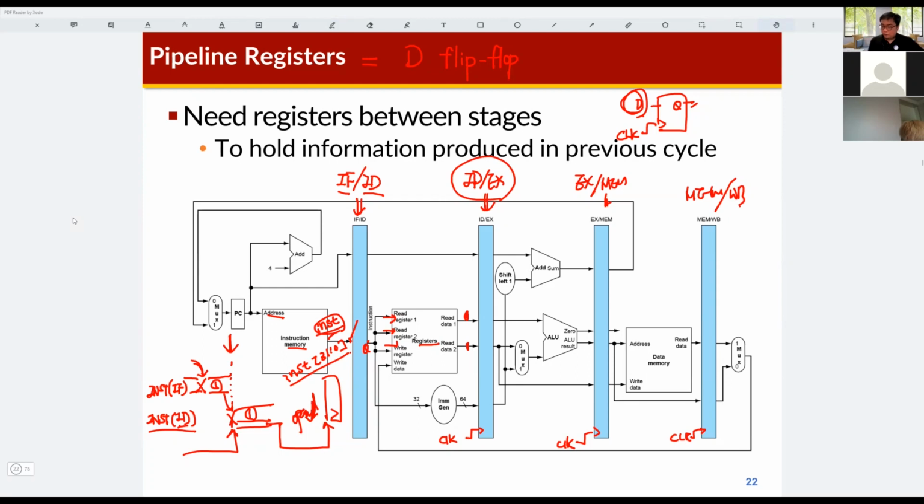You need to understand what pipeline registers are. Pipeline registers are just D flip-flops. The output of the pipeline register is updated at the rising edge of the clock signal. That means the input of this pipeline register is the output of this stage, and the output of this pipeline register becomes the input of the next stage.